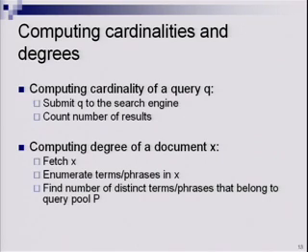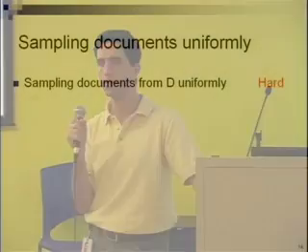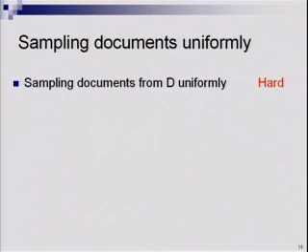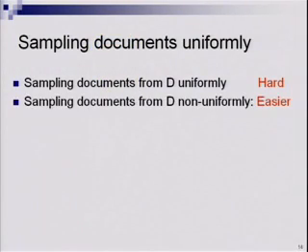Okay, so from now on, we assume that given a query, we can compute its cardinality, and given a document, we can compute its degree rather easily. How do we use these facts to sample pages uniformly from D? So it looks like that sampling pages from D, at least directly, is hard. It's a hard problem. We don't know how to do it directly. However, it will be easier for us to sample documents from D according to a different distribution, not necessarily the uniform one.